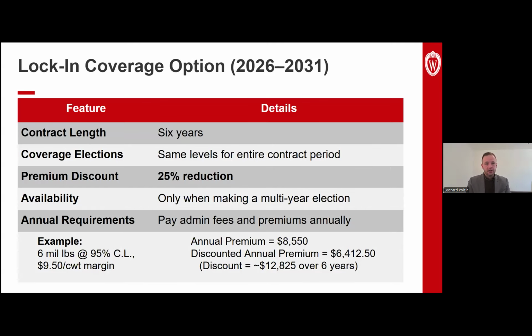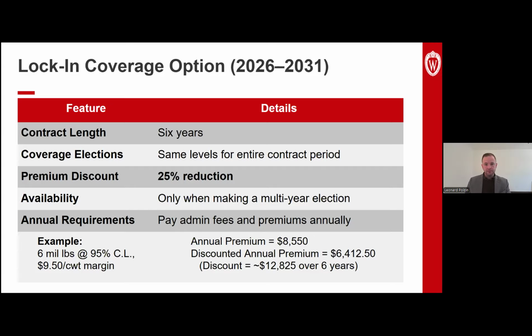Now, the lock-in coverage option. It would be until 2031, which is the length of the current program that's established. The coverage selection would be the same levels for the entire contract period. The premium is a 25% reduction in your premium, or in your cost of the program. So you still have to pay your administrative fee and you still have your annual premiums, but let's take a look at what this practically means.